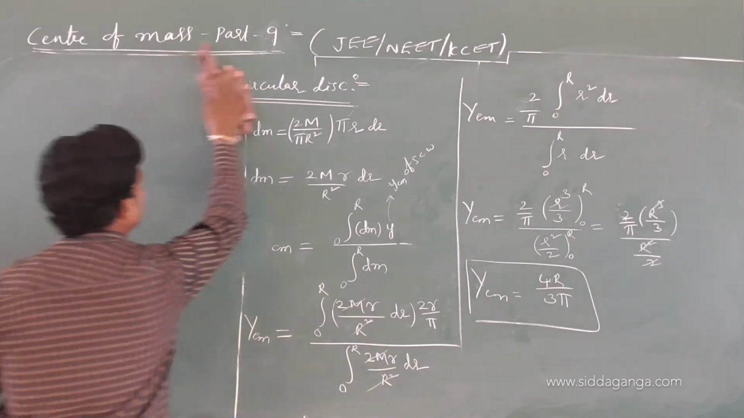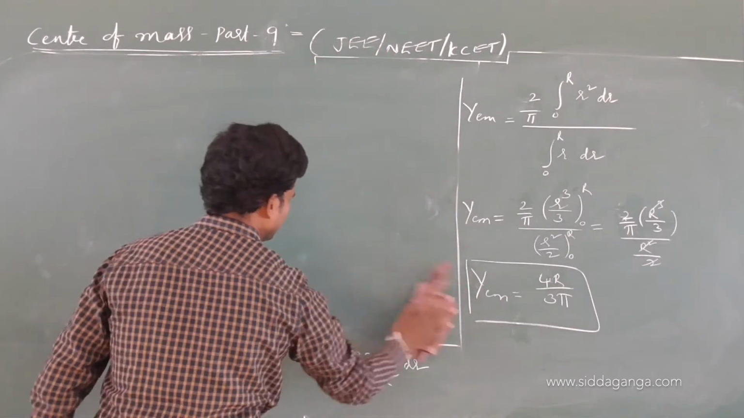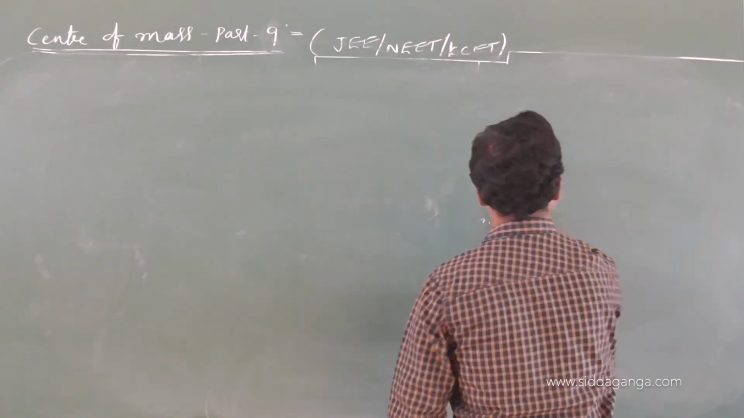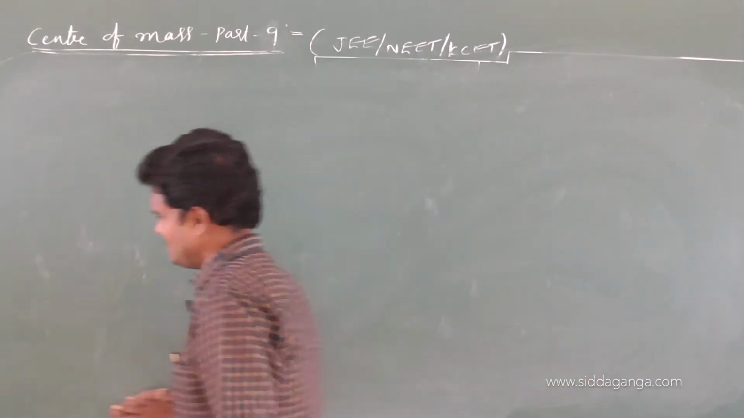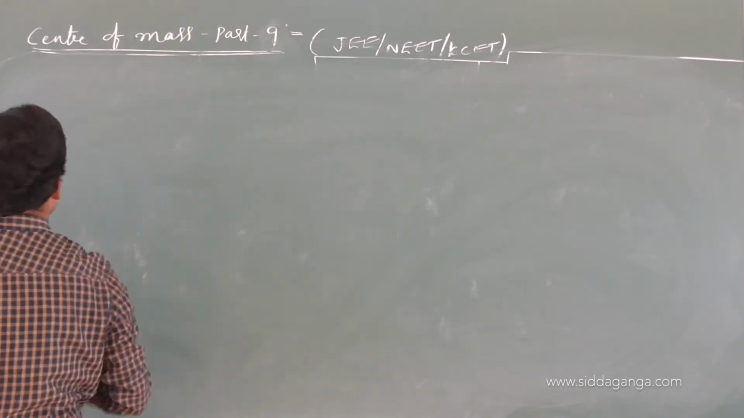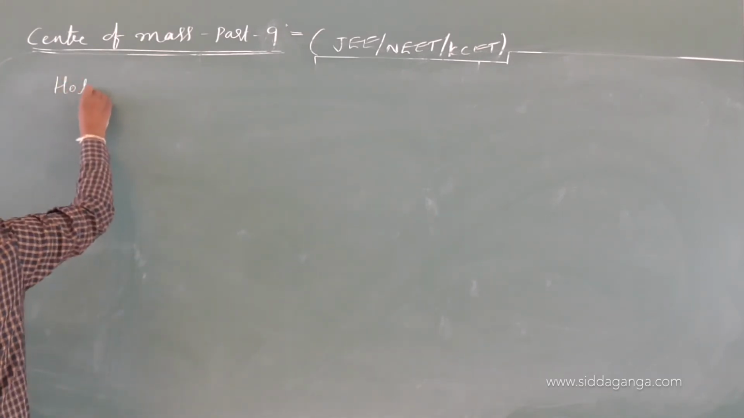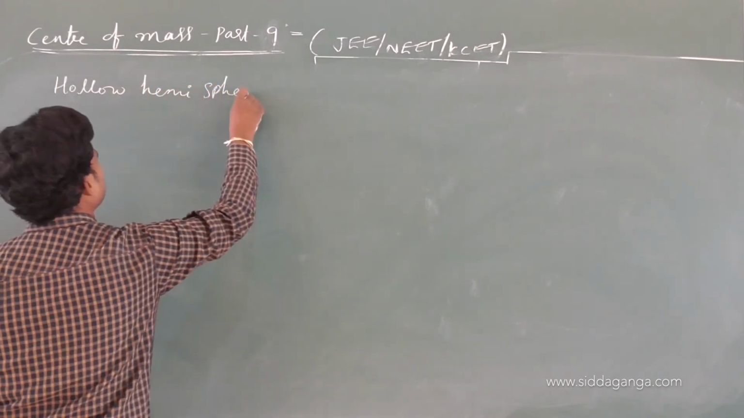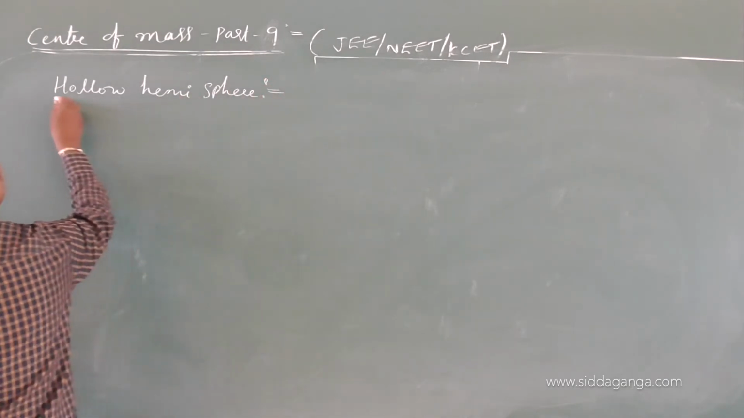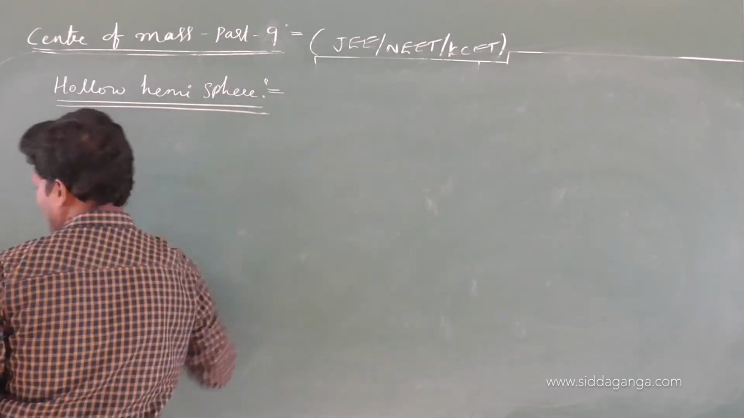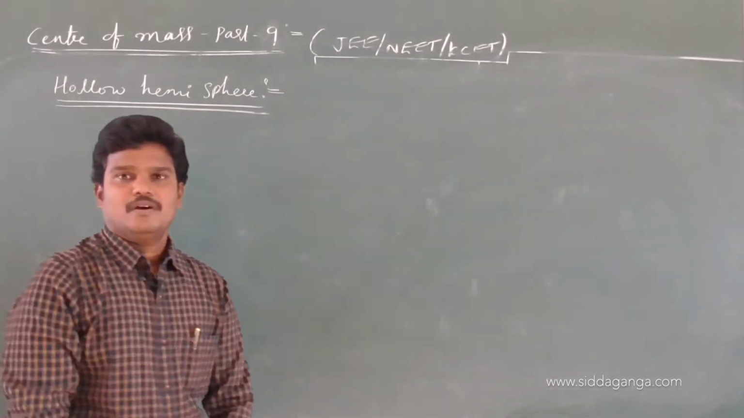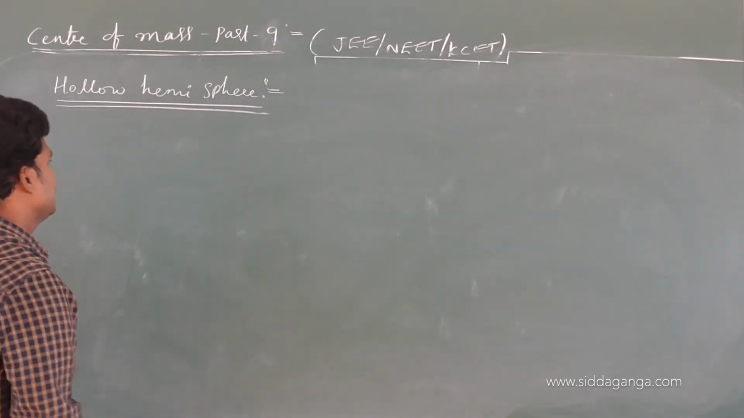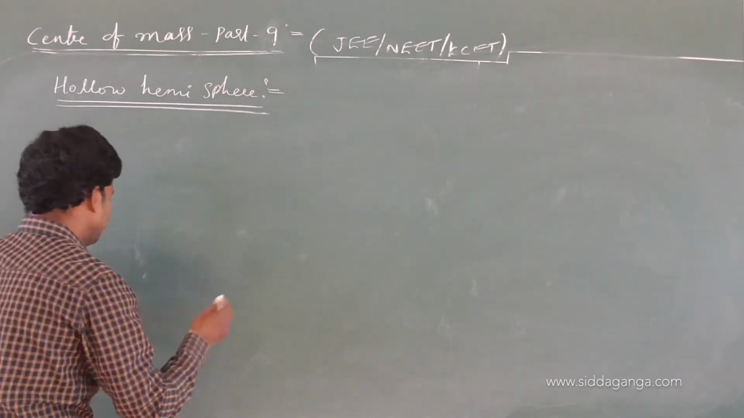See the next one. Target the main final formulas. See the next: hollow hemisphere. So the center of mass of a hollow hemisphere, like a spherical cup. Let us try to get the answer for this. Hollow hemisphere means like a half cup. See the diagram.